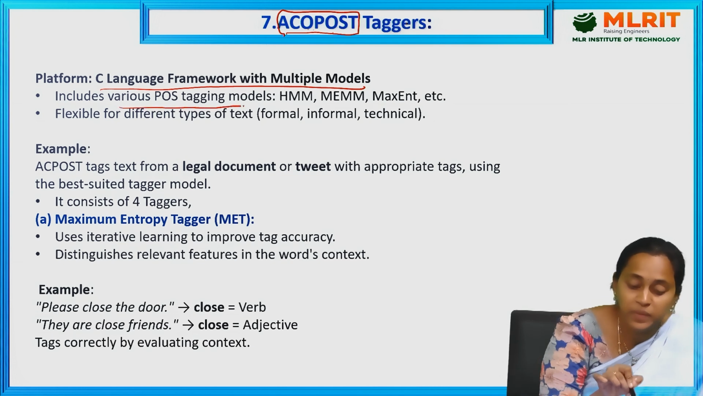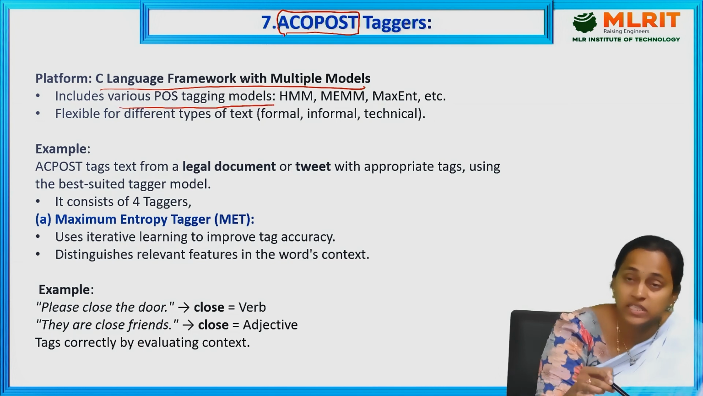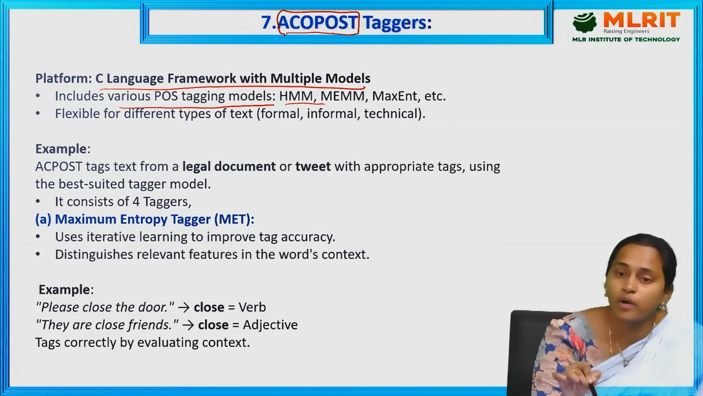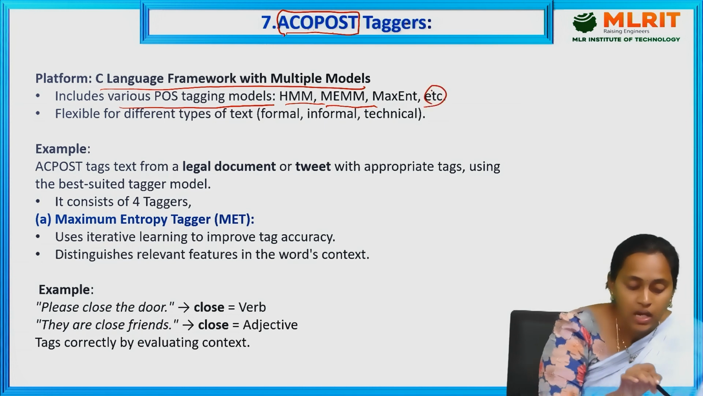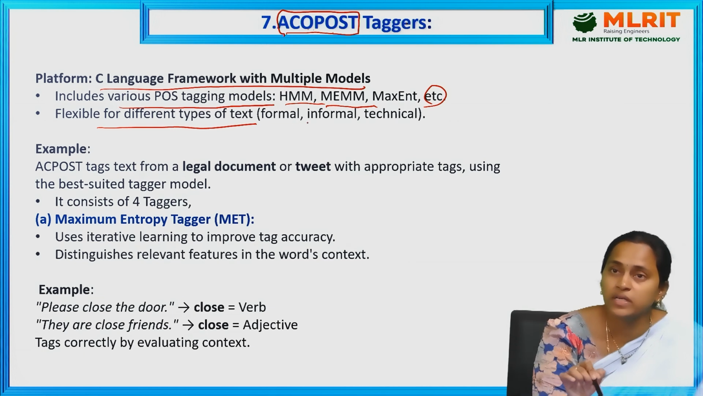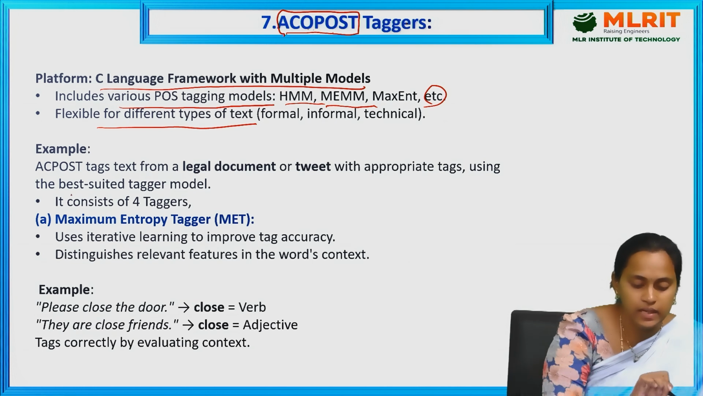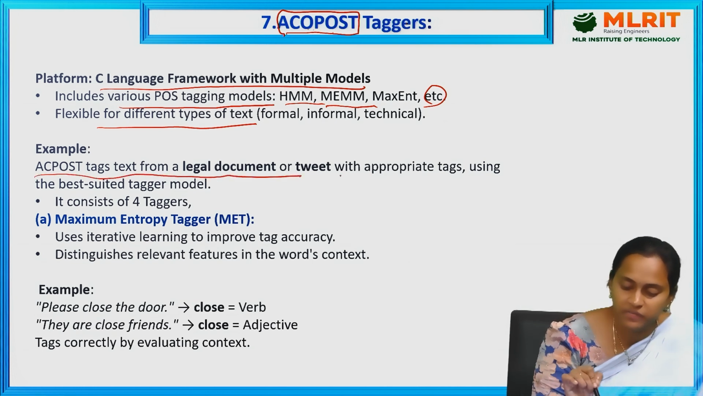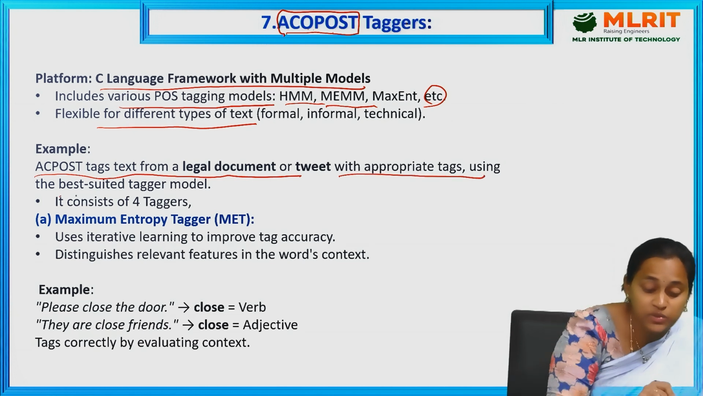It includes some POS tag models within the C language framework. It includes HMM, MEMM, etc. That means it is a combination of all techniques, flexible for different types of text. That means it is available for all sentences: formal, informal, technical. Let's see the example here. Echo POS tags text from a legal document or fiction with the appropriate tags using the best suited tagger model.